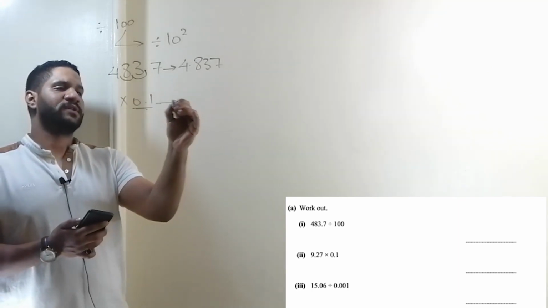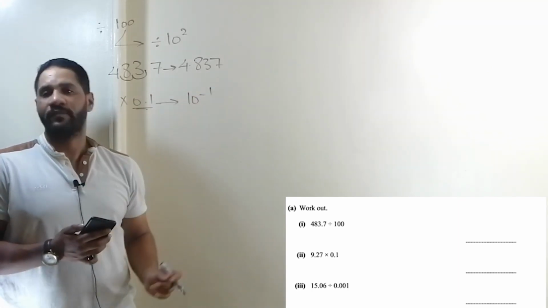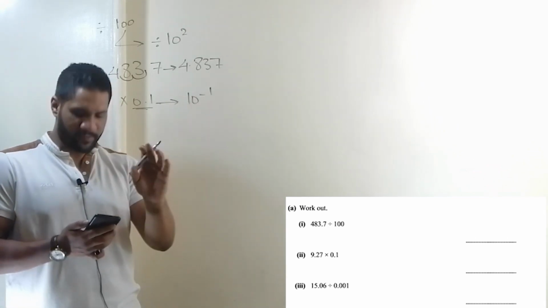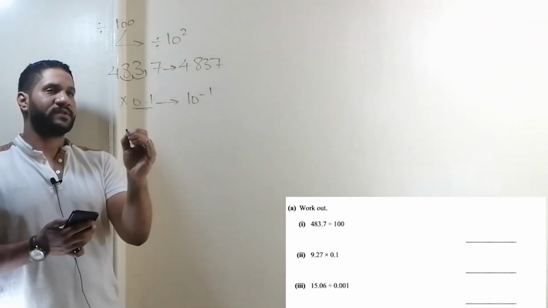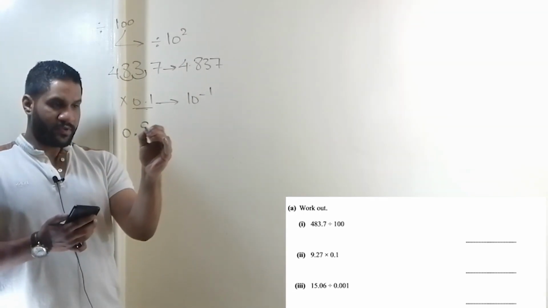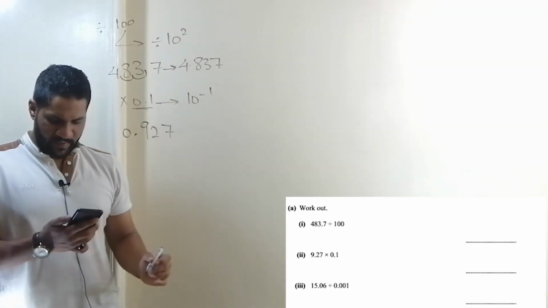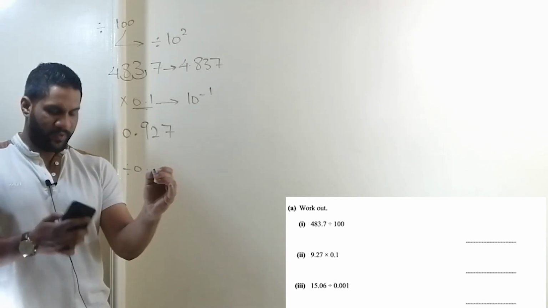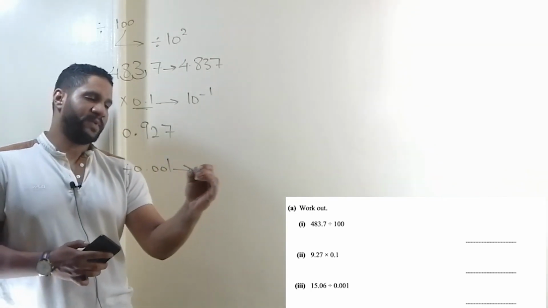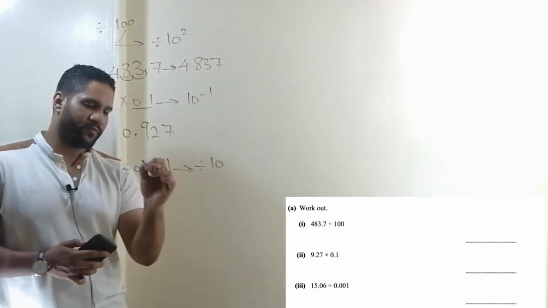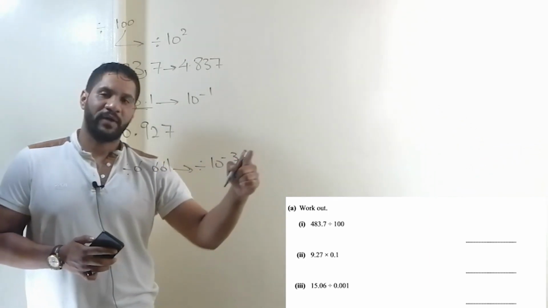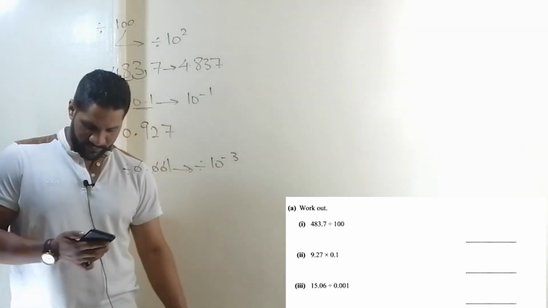0.1. We know that 0.1 means 10 to the power of -1. And we know when we multiply by 10 with a negative power, we also move left. So the answer is 0.027. As for the last one, I can see that he is dividing by 0.001, which means dividing by 10 to the power of -3. When we divide by a negative power, we move to the right.